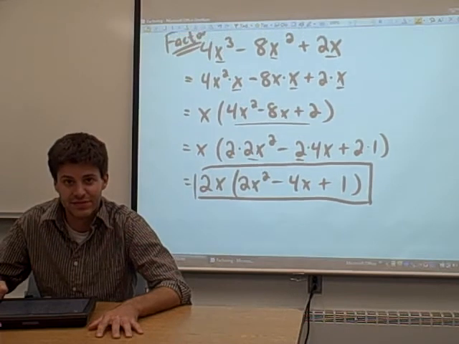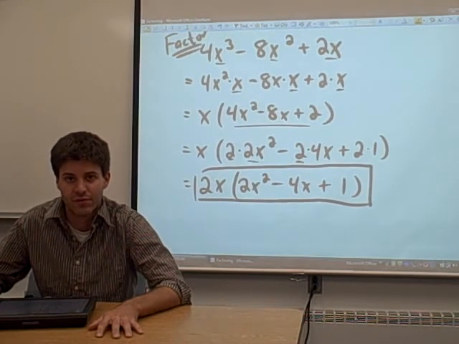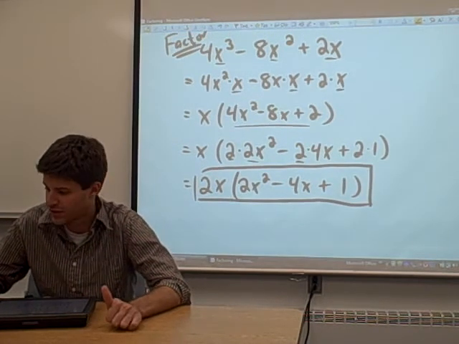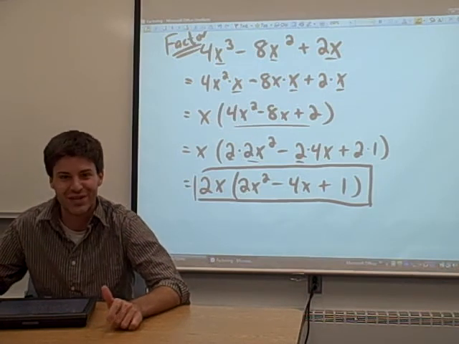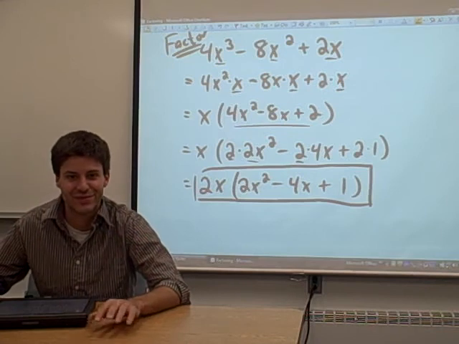In the next video, we're going to be doing a lot more factoring. We're going to be factoring trinomials, and we're going to be factoring using perfect square factoring and difference of squares factoring.